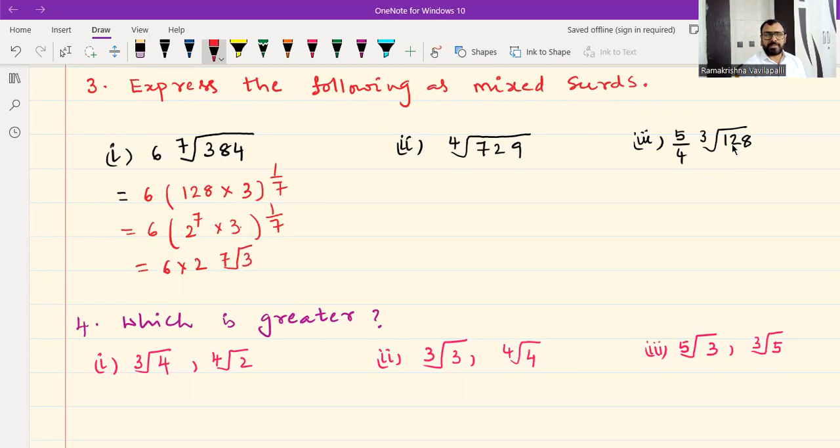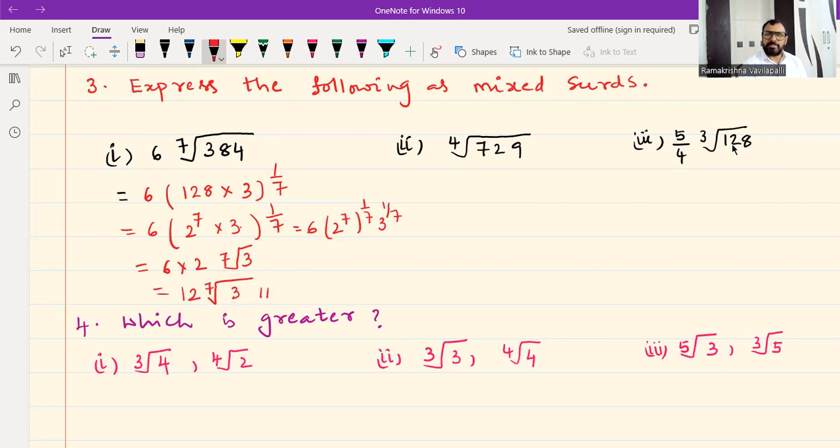3 to the power of 1 by 7. If you want, I can write one more step, 6 into 2 power 7 power 1 by 7 into 3 to the power of 1 by 7. So this is further equal to 12 into 7th root of 3.